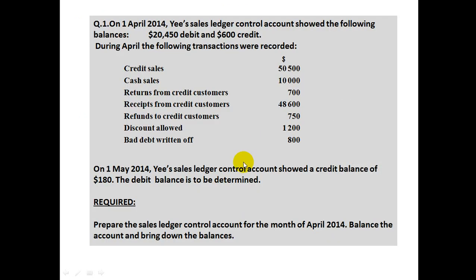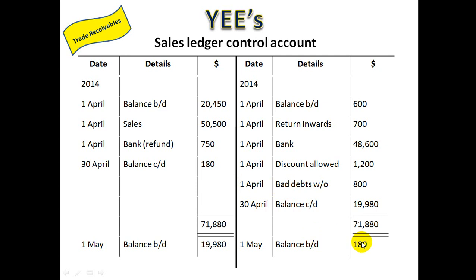Further, in the question, they had mentioned that the credit balance is 180. The debit balance is to be determined. So, this credit balance of 180 will be mentioned here as the brought down balance, and same will become the carried down balance. Then, we'll be determining the debit balance by adding total debits including this balance and crediting all these amounts. If we will subtract all these amounts from the total of these debits, the difference is this balance carried down, which we could be recording as the debit balance of Ye's sales ledger.